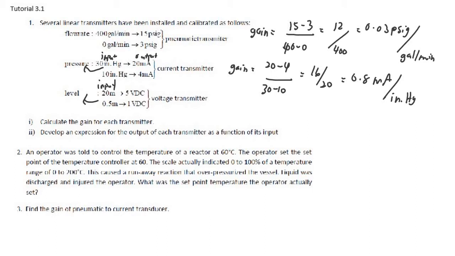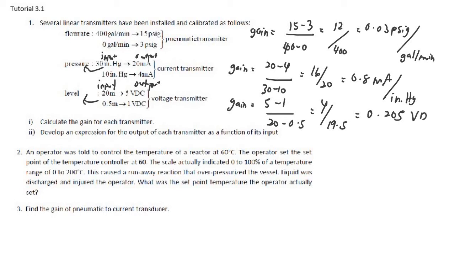Okay, so for the level, to calculate the transmitter gain, output over input. The transmitter being used for the level is a voltage transmitter. So 5 minus 1 over 20 minus 0.5. This one you will get 0.205 volt over meter. Okay, so this is for question number 1.